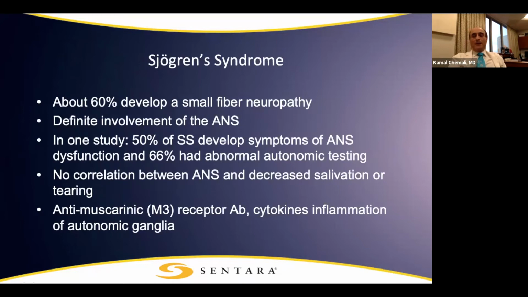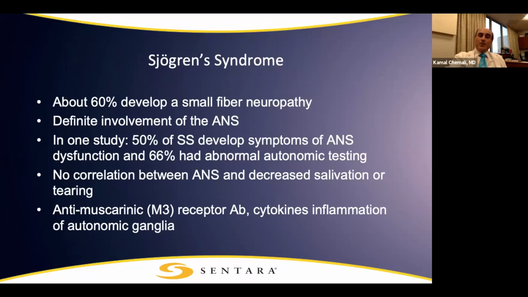Sjogren's syndrome is, on the other hand, a better defined condition which has a more definite correlation with small fiber neuropathy and specifically an autonomic neuropathy. According to a study from 2006 by Lopate, 60% of these patients develop a small fiber neuropathy. And there is definite involvement of the autonomic nervous system. In one study, 50% of Sjogren's syndrome patients develop symptoms of autonomic nervous system dysfunction, and 66% had abnormal autonomic testing.